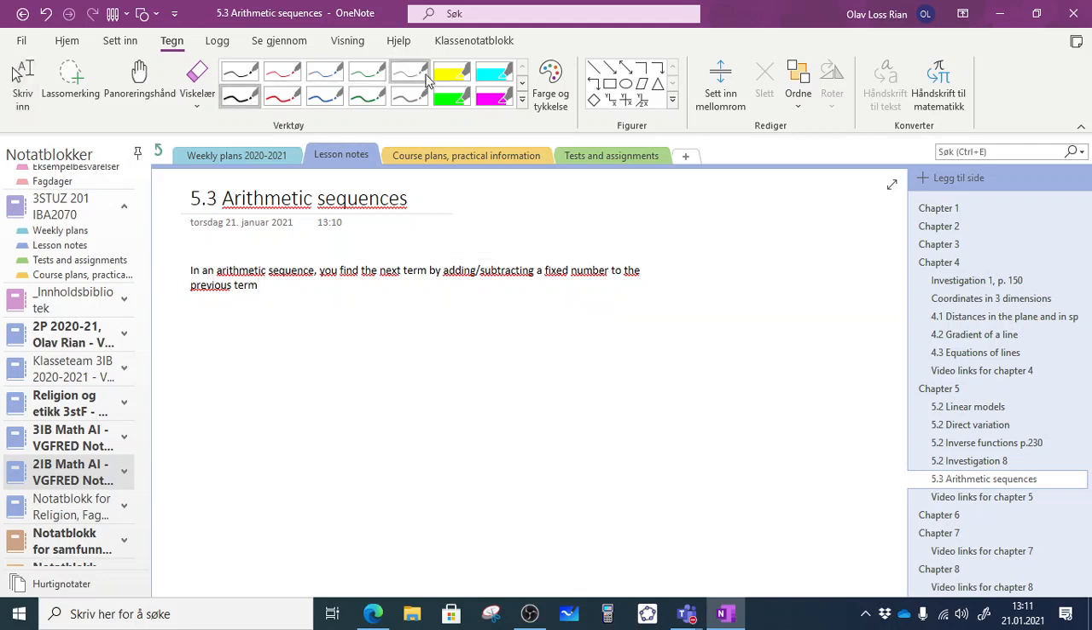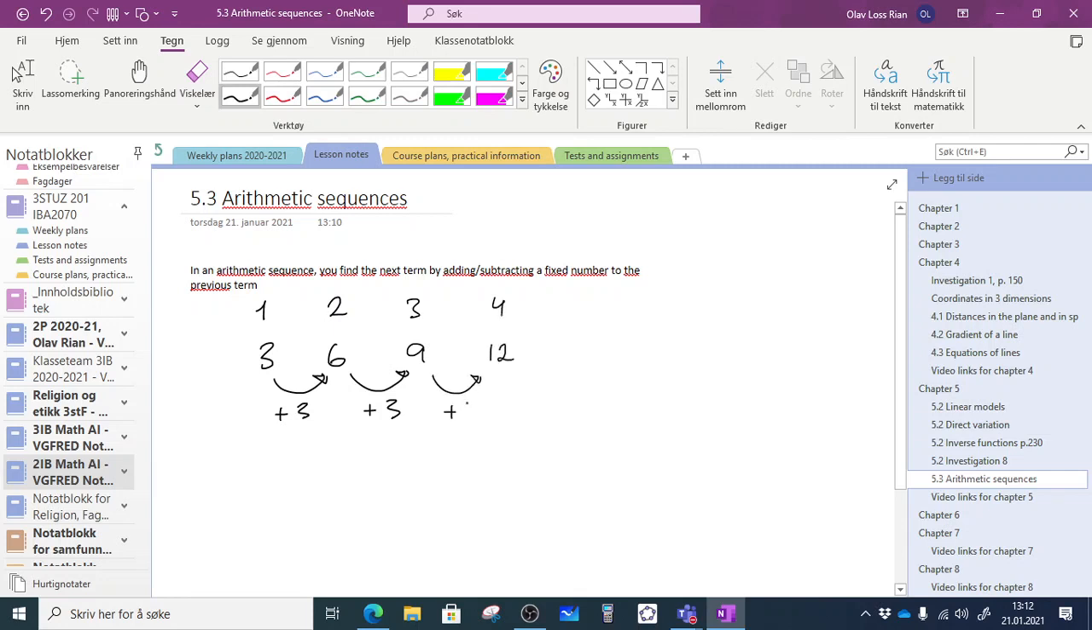Okay, so the first term is 3, the second term is 6, the third term is 9. Well, what happens between the terms here is that we add 3, right? So this will continue as an arithmetic sequence, because every time we get a new term, we add the number 3.